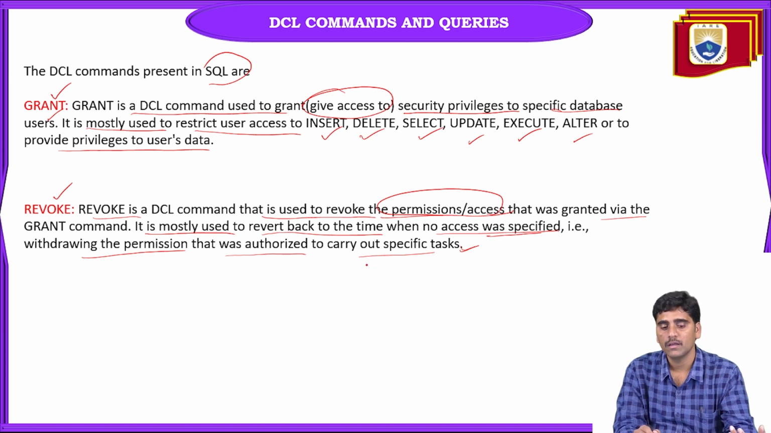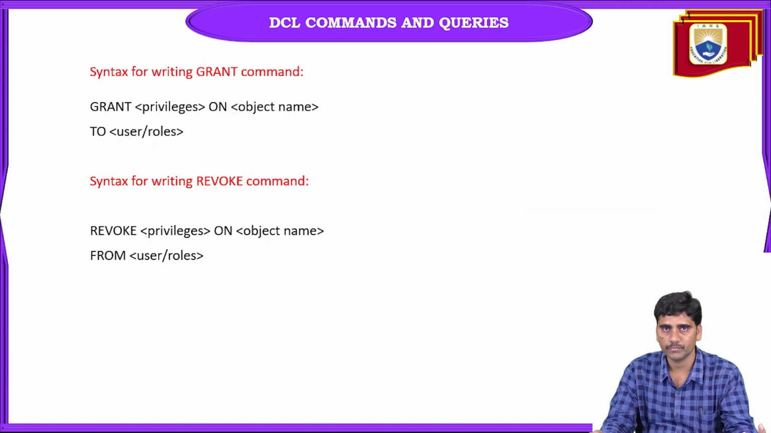So that means a particular user has to be specified with a particular access, then he is able to access the data. But whenever you want to roll back, if and only if that granted access has to be rolled back again, at that moment we can use roll back or revoke.